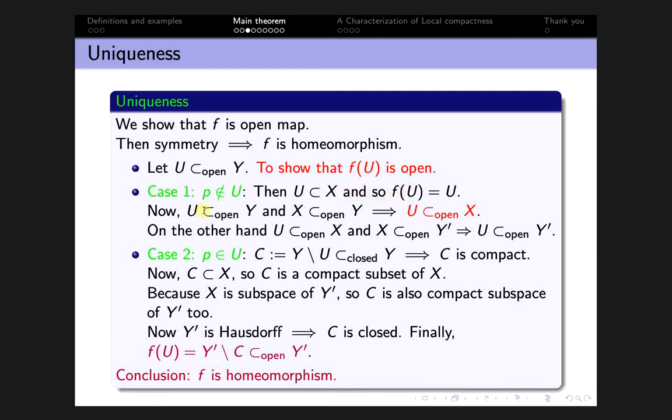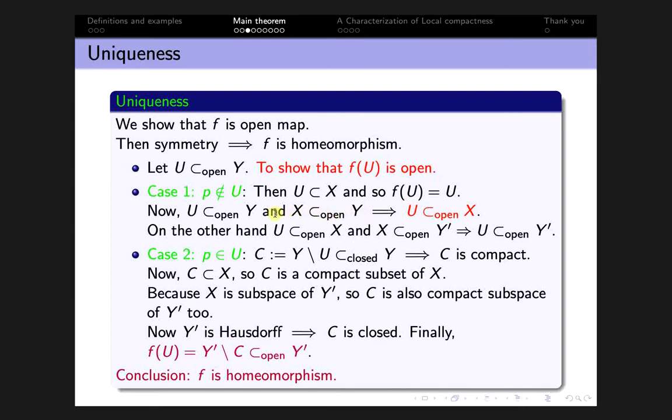Now U is open in Y by assumption, and X is open in Y. Therefore U intersection with X is open in Y, and U intersection with X is equal to U, because U is a subset of X. So that intersection is open in X with the subspace topology. Therefore U is open in the subspace X.